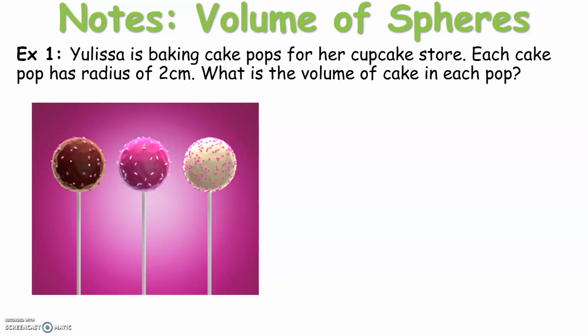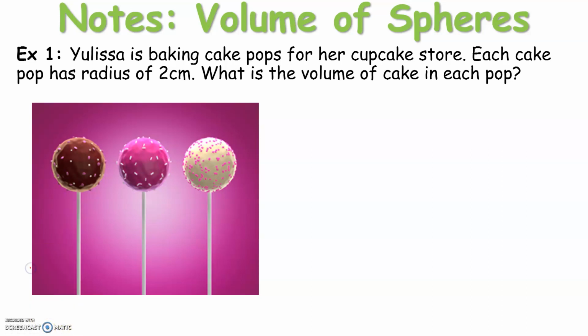The focus of today's lesson is volume and surface area of spheres. Example 1. Ulysses is baking cake pops for a cupcake store. Each cake pop has a radius of 2 centimeters. What is the volume of each cake pop?